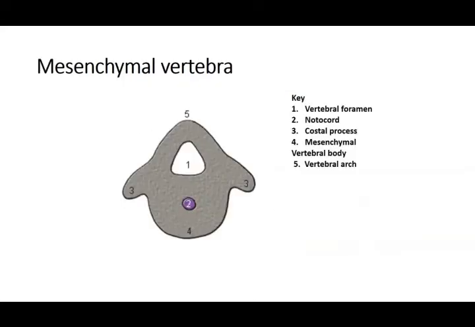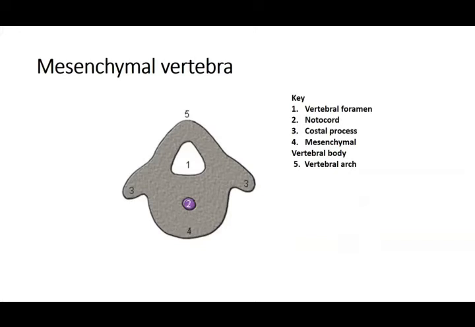This was the mesenchymal vertebra. Okay? So that is the vertebral foramen. These are the posterior processes. This is the body, and that is where you are going to have the vertebral arch, where you are going to have the spine. So that is a model of the mesenchymal vertebra which is formed.